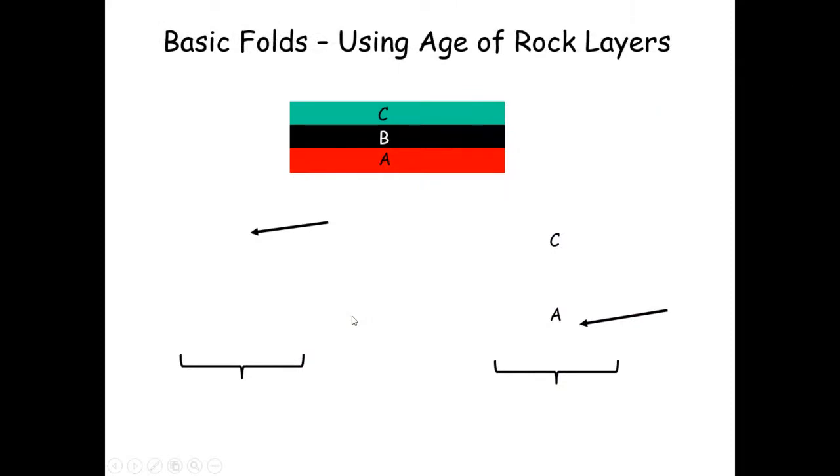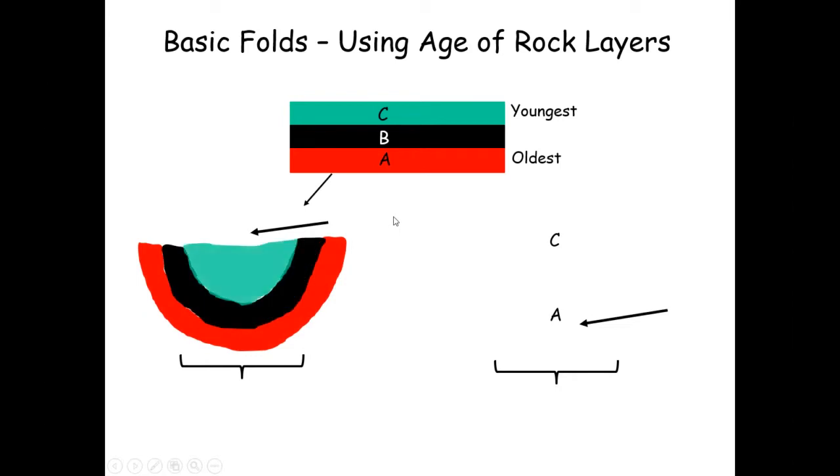Now, if we use the age of rock layers, I have an example here. We have three horizontal layers, A, B, and C. And if we use the principle of superposition, A, since it is on the bottom, is the oldest, and C, since it is on the top, is the youngest. Now we're assuming there's no deformation or anything to overturn the layers.